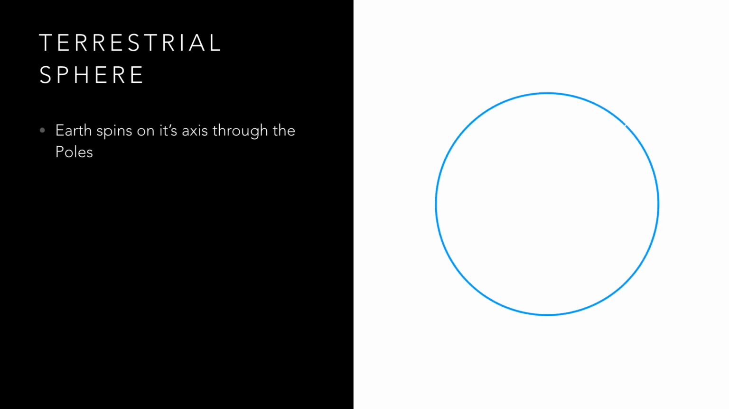Our Earth is not a perfect spheroid. It's an oblate spheroid, which means it's been a little squished at the top and bottom. It spins on an axis with its upper and lower extremities named the poles, with the upper being the North Pole and the lower the South Pole.